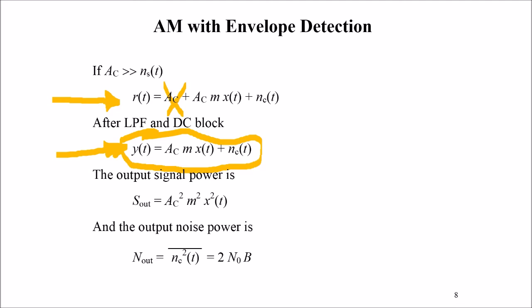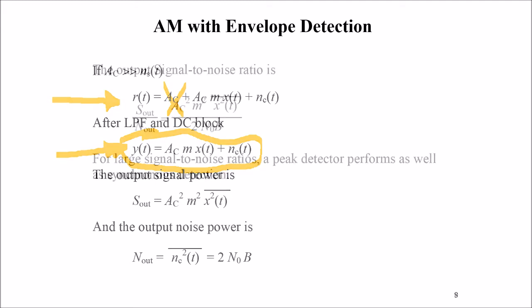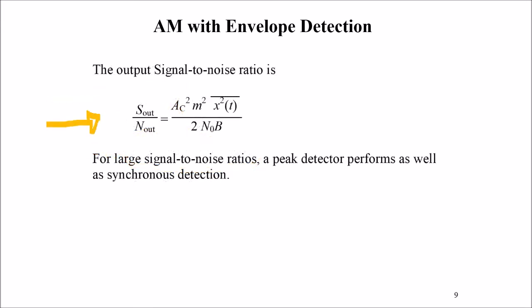The output power is going to be A_c squared m squared times x(t) squared, which needs to be time averaged. The output noise power, just as we worked it out before, is 2 times N_0 times B. So the output signal to noise ratio is the top of the fraction, the output signal power, and the bottom, the output noise power.